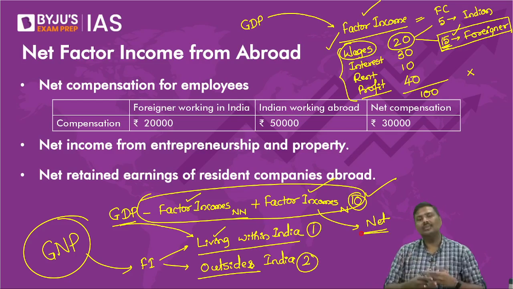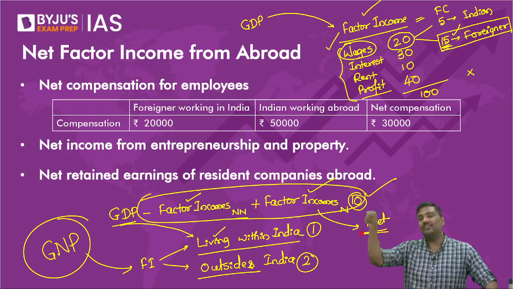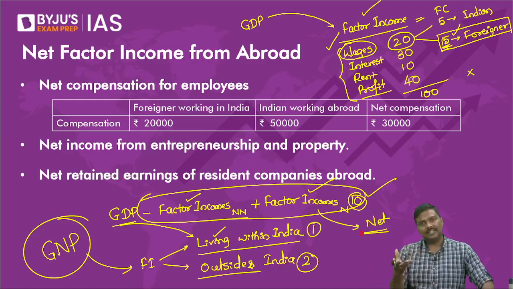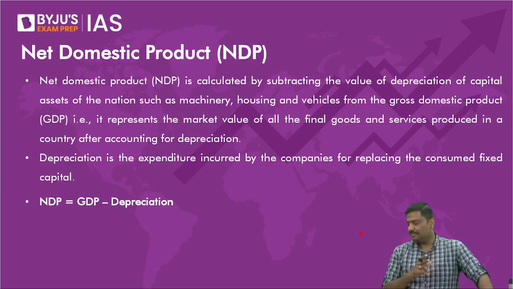That's a problem, in the sense that we are more dependent on foreign companies in India. We are more dependent on foreign capital in India. That is a concern there. Okay. That is basically the idea of a GNP.